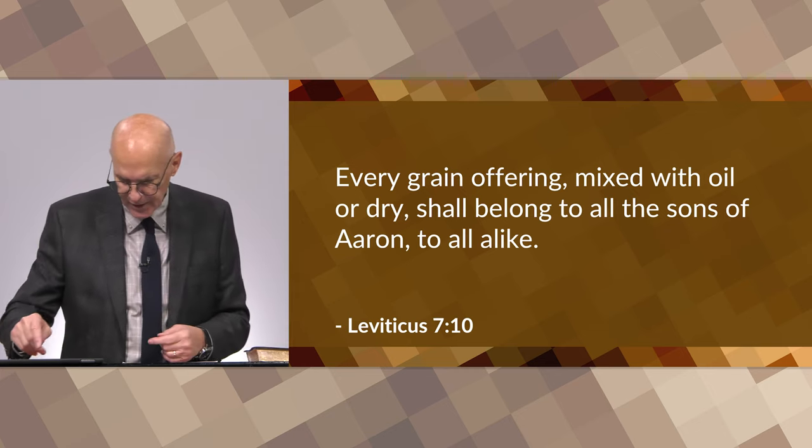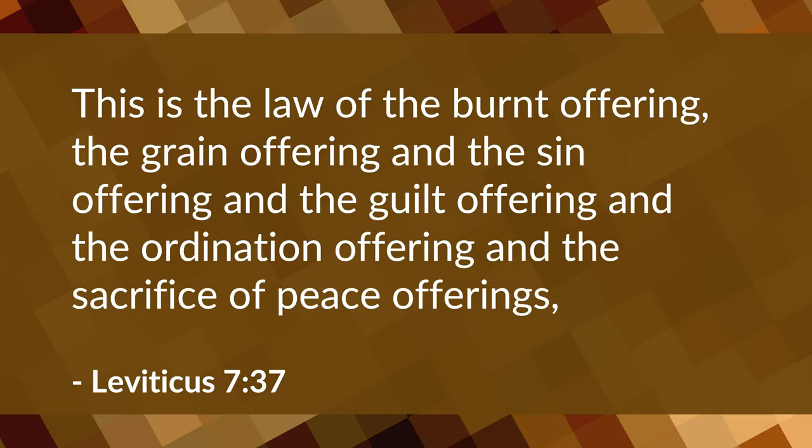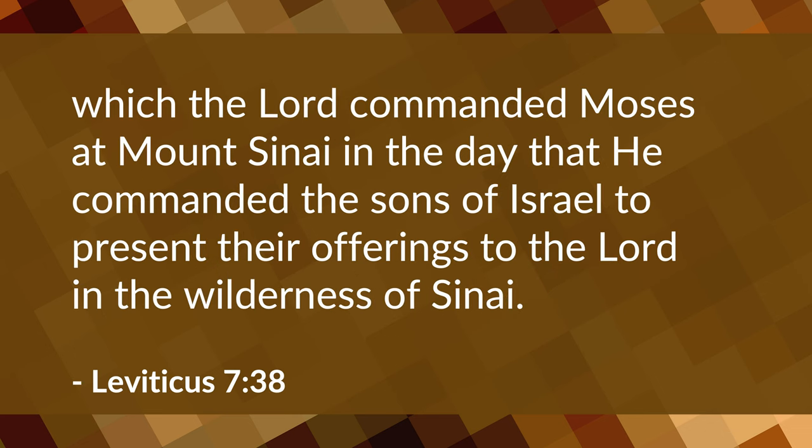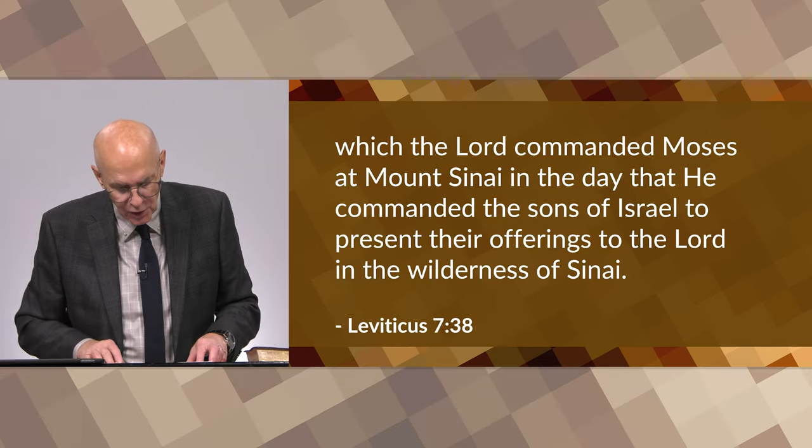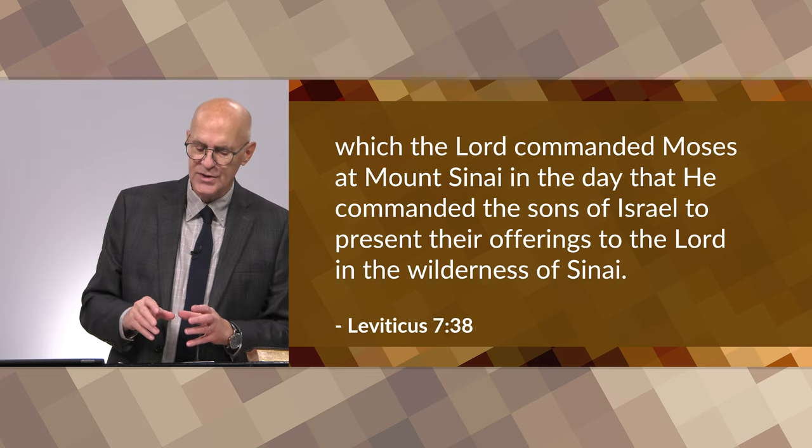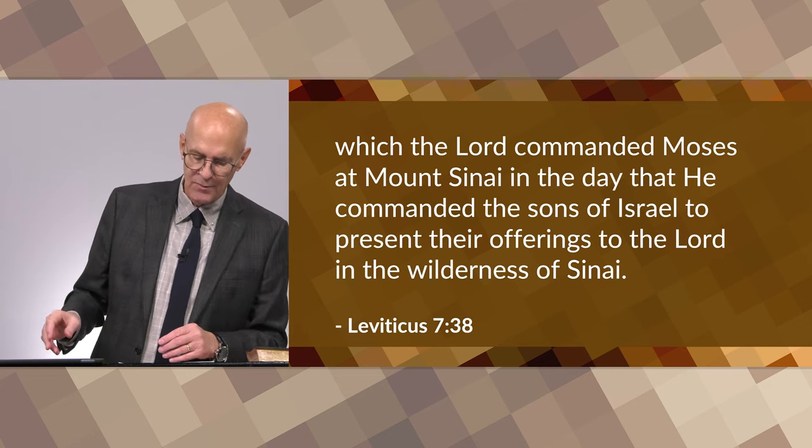So we keep reading Leviticus chapter 7, this time in verse 37. It says, this is the law of the burnt offering, the grain offering, and the sin offering, and the guilt offering, and the ordination offering, and the sacrifice and peace offerings, which the Lord commanded Moses at Mount Sinai in the day that he commanded the sons of Israel to present their offerings to the Lord in the wilderness of Sinai. So this summary statement concludes the instructions for the sacrificial system to be practiced by God's people.